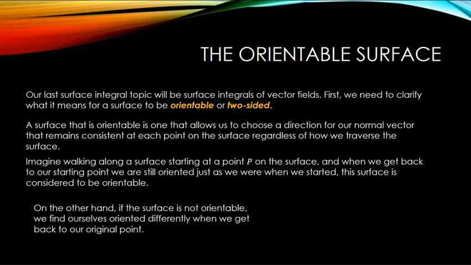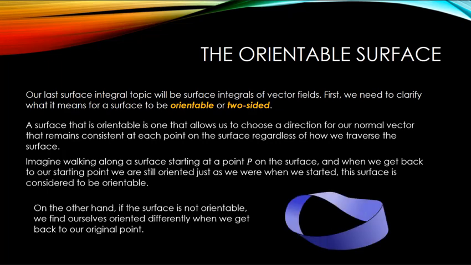An example of that is the Mobius strip. If I were to start out walking along my Mobius strip, as I move along, when I get back to the same point I started at, my orientation is opposite to what I started with. This gives me a surface that is not orientable. In other words, I don't have a distinction between my surfaces. They're not two-sided. One surface turns into the other surface as I move along the surface.